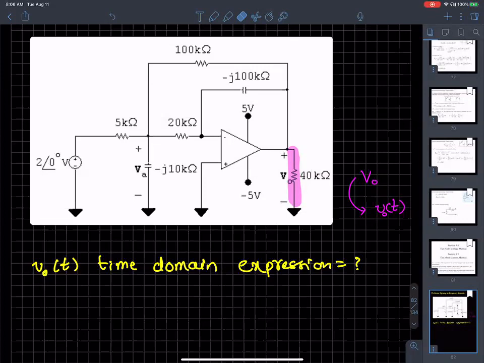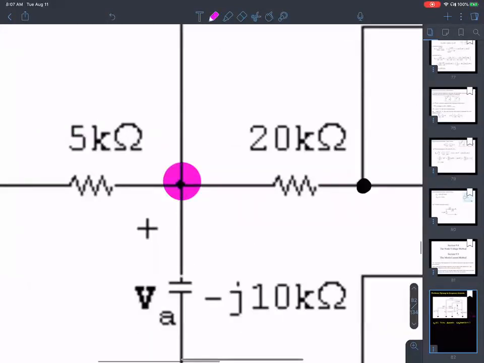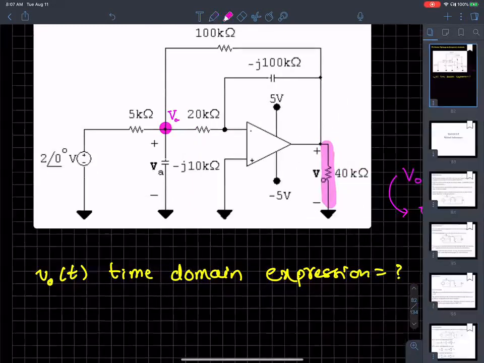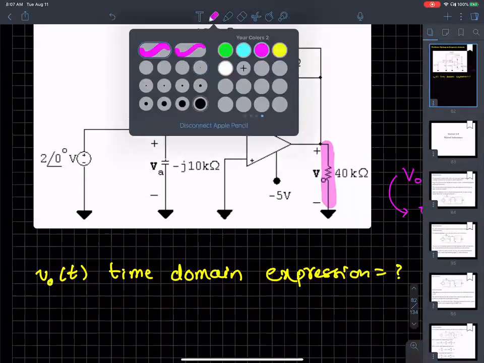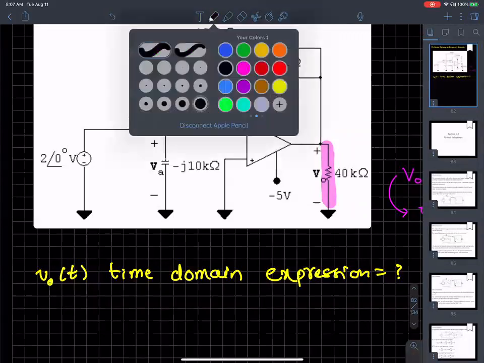So let's see. Let me label the nodes first. Let me call that node as node A, and the voltage at that node will be VA. Okay, what would be the voltage at that node? VN, I would call it VN.